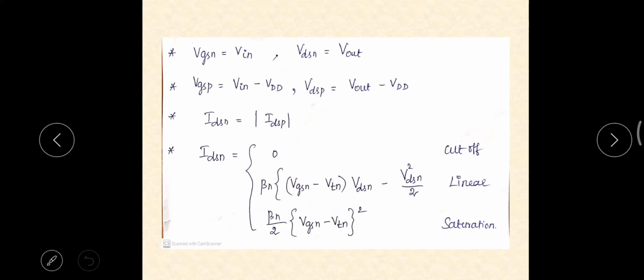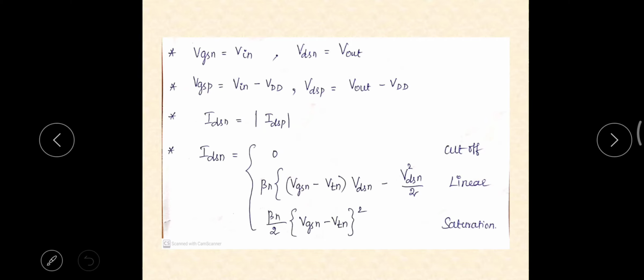First we should write the current equations of NMOS as well as PMOS. Let me take the IDSN expression for different operating regions of the transistors. The first one is the cutoff region. For the cutoff region, your IDSN is equal to 0. For the linear region, your IDSN is equal to beta into (VGS minus VT) into VDS minus VDS square by 2. And for saturation, it is beta by 2 into (VGS minus VT) the whole square. The suffix n represents NMOS. If I put p, that represents PMOS.